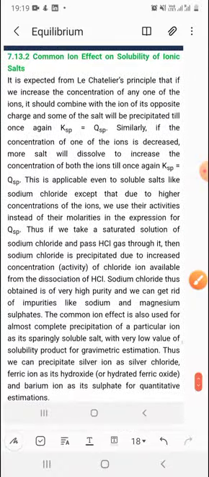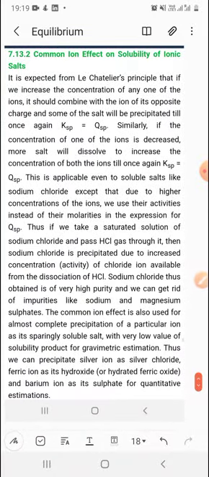Now next is the common ion effect on the solubility of ionic salts. Obviously, the common ion effect has a big impact according to Le Chatelier's principle. What the common ion effect basically does is shift the equilibrium backward. The solubility of ionic salts gets decreased if you increase the common ion. This is basically the common ion effect.